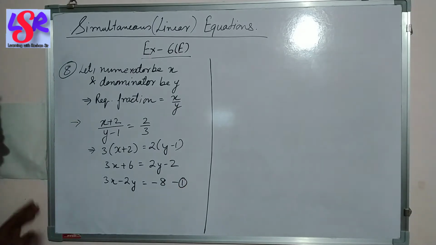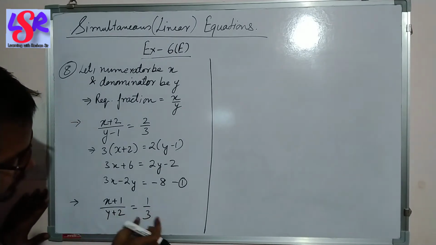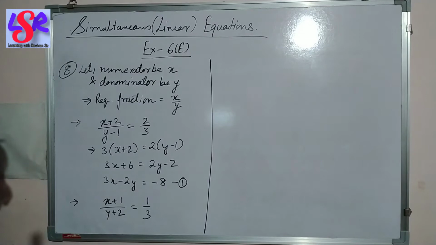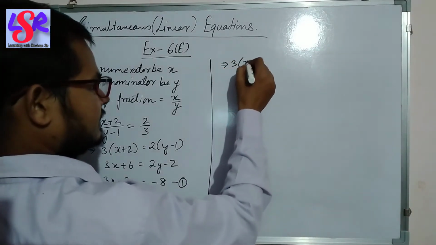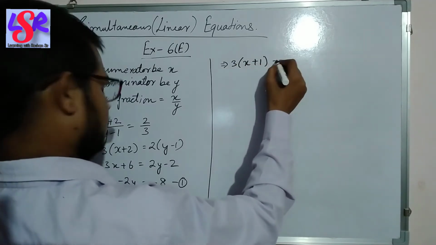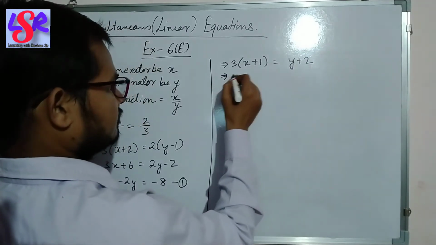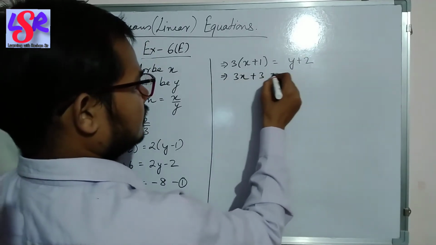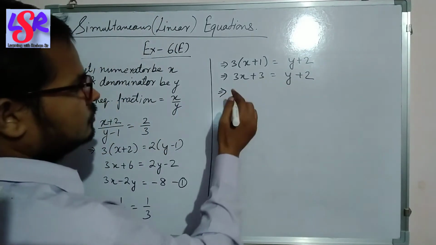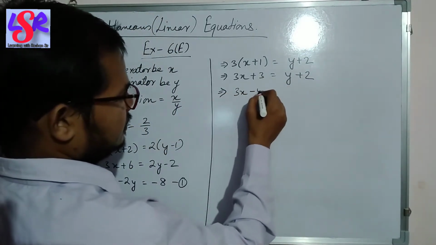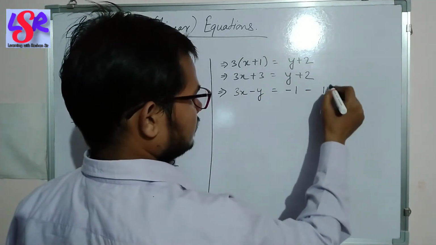And for the second equation, we have the numerator increased by 1 and the denominator increased by 2, and the fraction becomes 1 by 3. Again, we are going to do the cross multiplication. On doing so, this will be 3 into x plus 1 equals y plus 2. Now open the bracket, and it will be 3x plus 3 equals y plus 2. And on making the transpose, this will be 3x minus y equals minus 1 as your second equation.